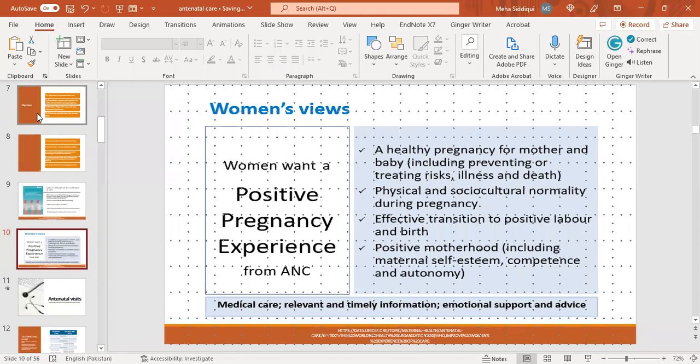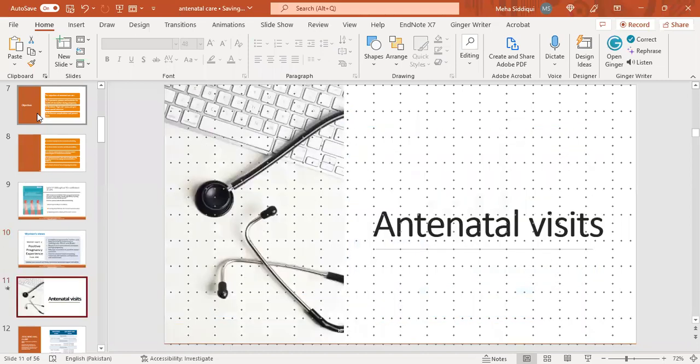Now, what are women's views? Women want a positive pregnancy experience from antenatal care. These are a healthy pregnancy for mother and baby, including preventing or treating risk, illness, and death; physical and sociocultural normality during pregnancy; effective transition to positive labor and birth; and positive motherhood, including self-esteem, competence, and autonomy.